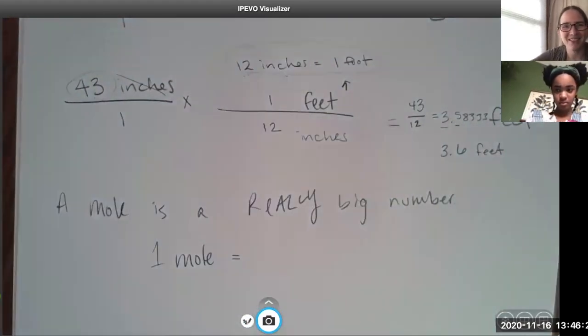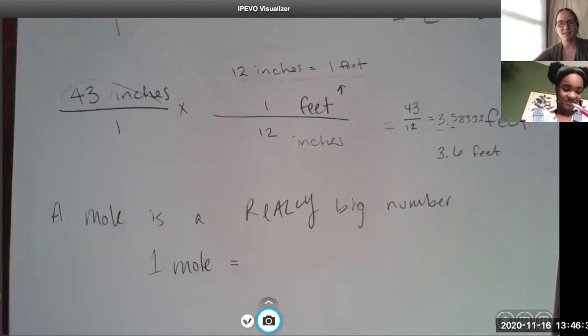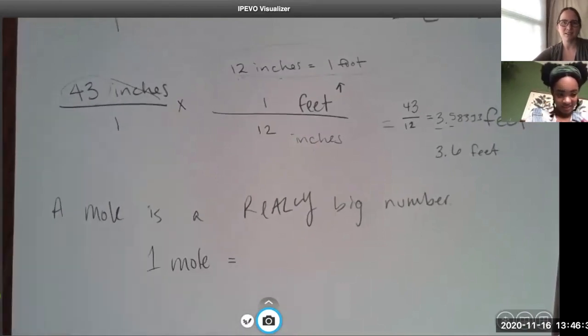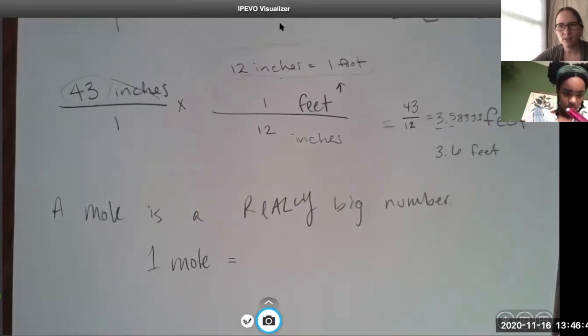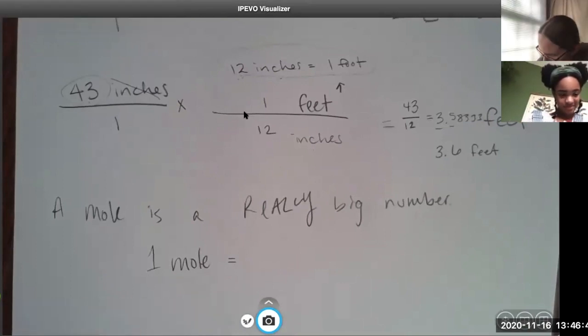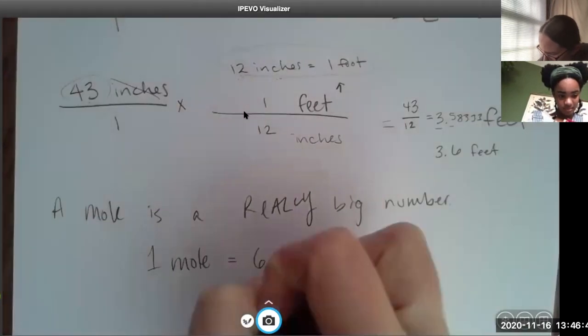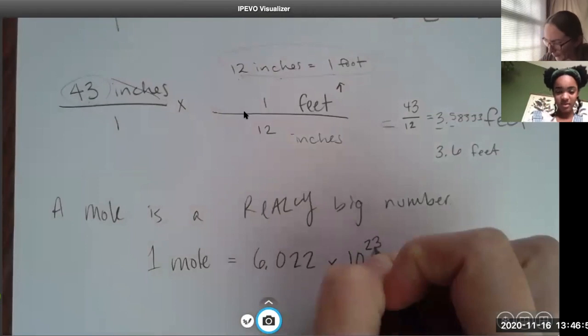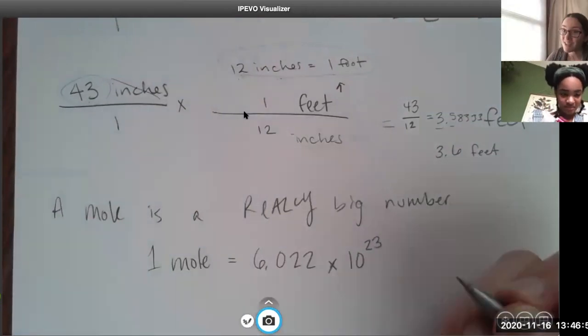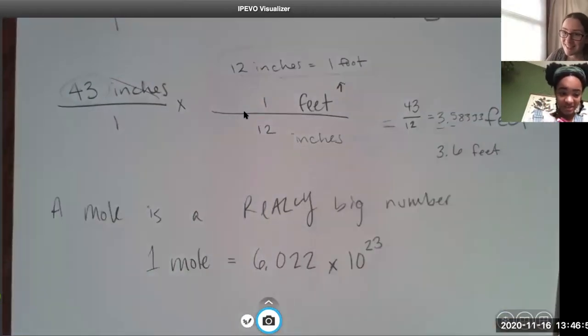I mean 3.022 times 10 to the negative... No. Oh boy, this is something. All right. 6.022 times 10 to the 23rd. There we go. Yep, 6.022. Good. 6.022 times 10 to the 23rd. Oh my goodness, it is huge.